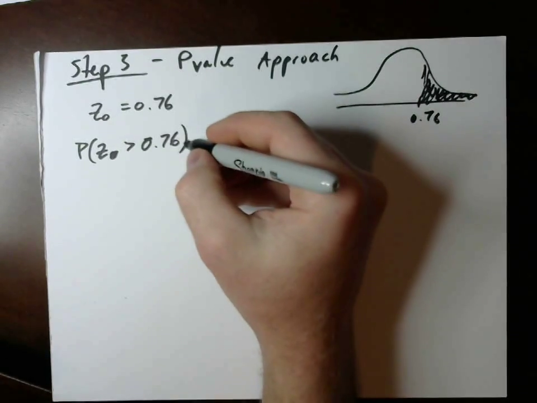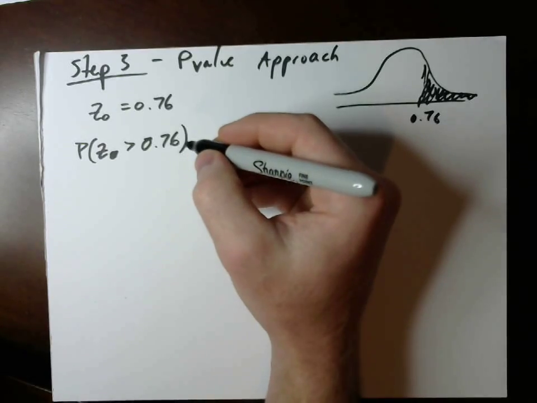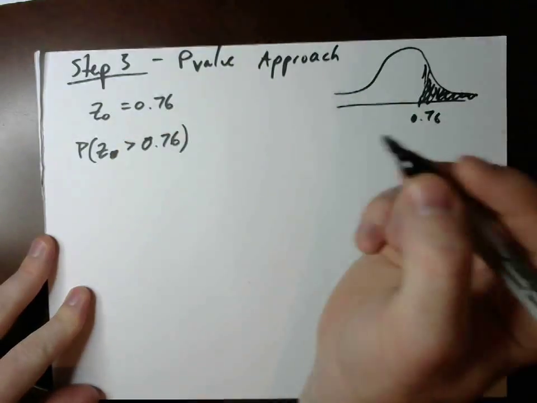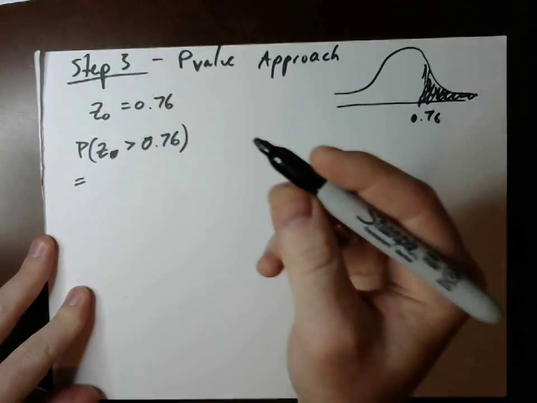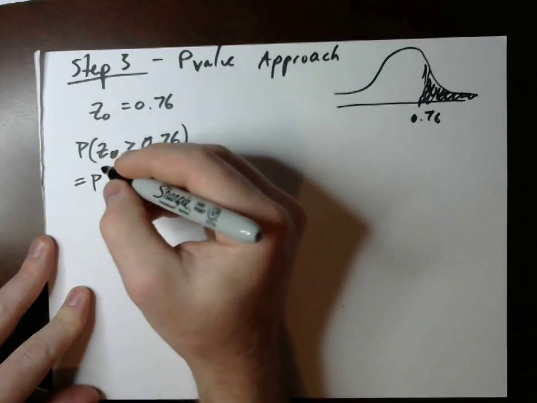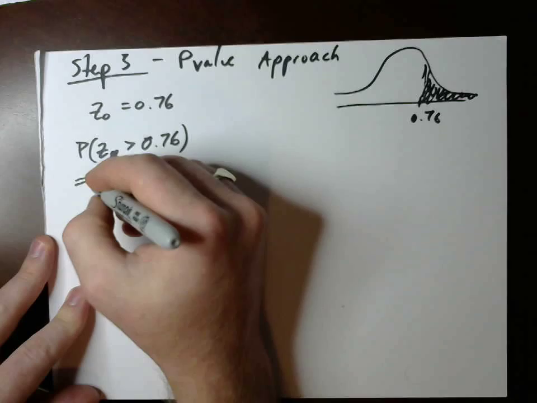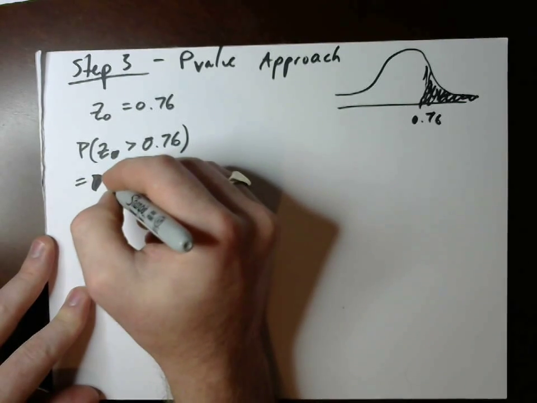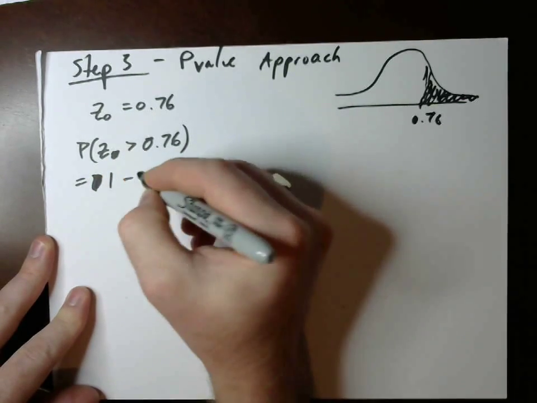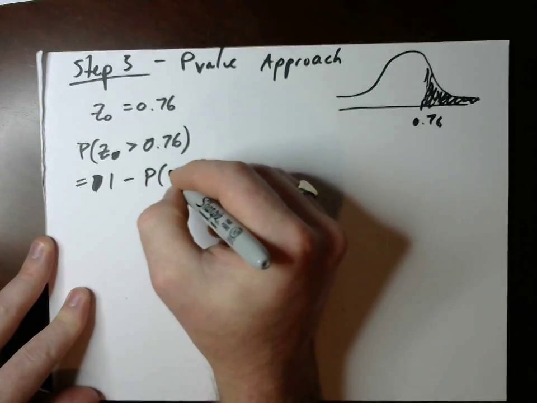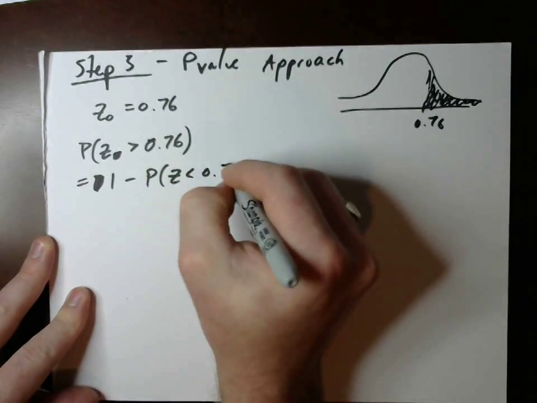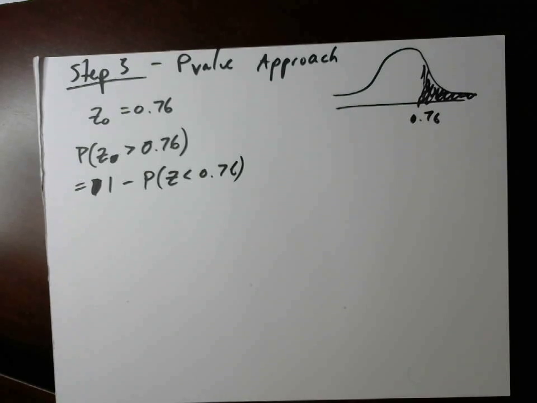So we're going to look it up on a z-score table. We can do 1 minus the probability that z is less than 0.76, since the z-score table gives you the area to the left.